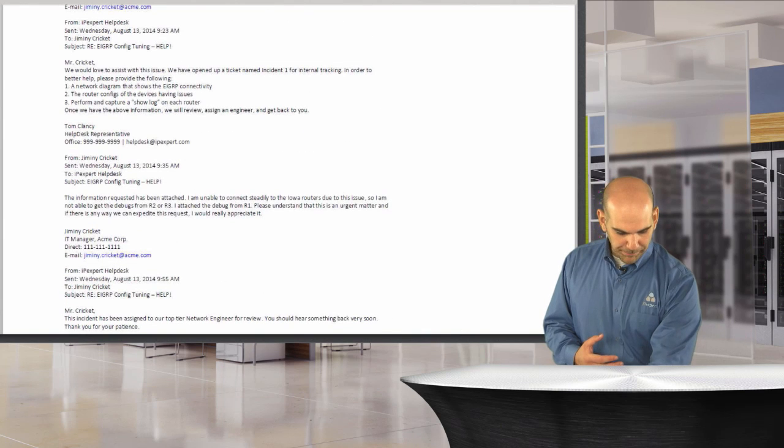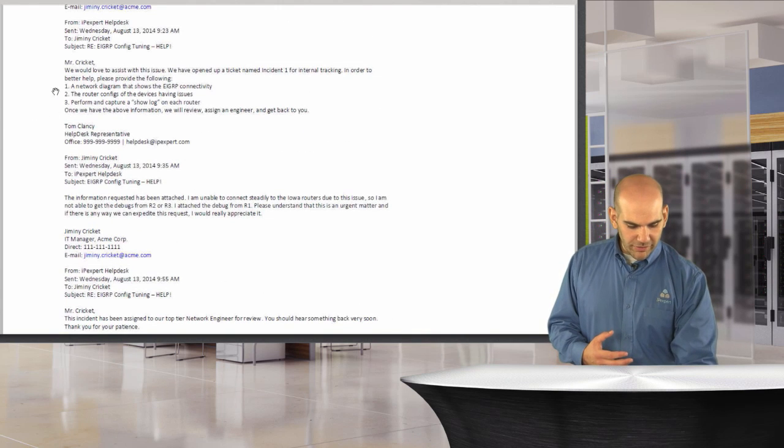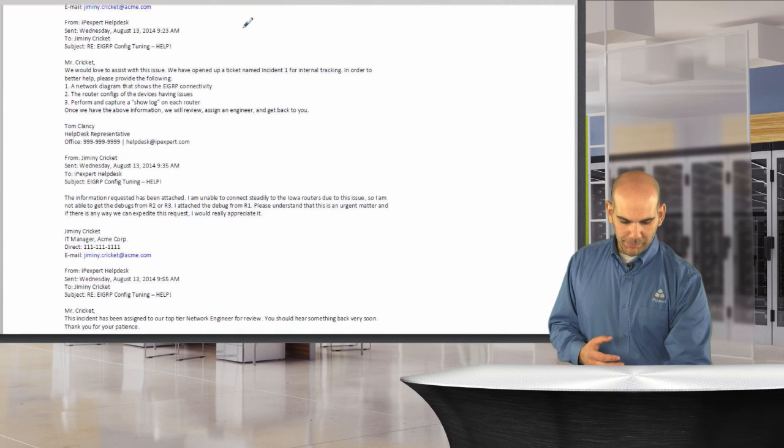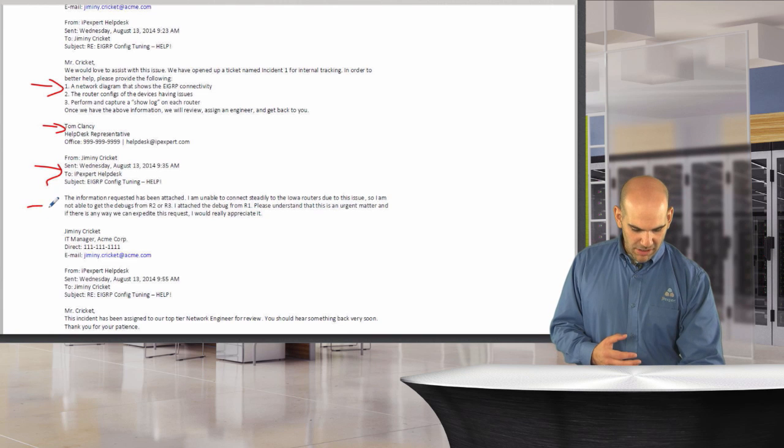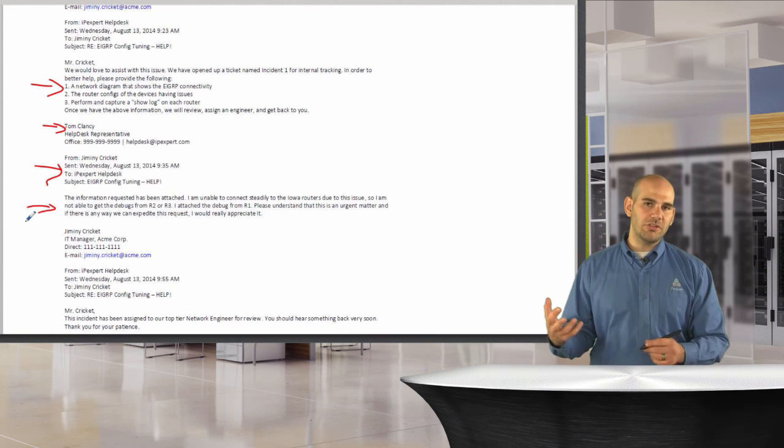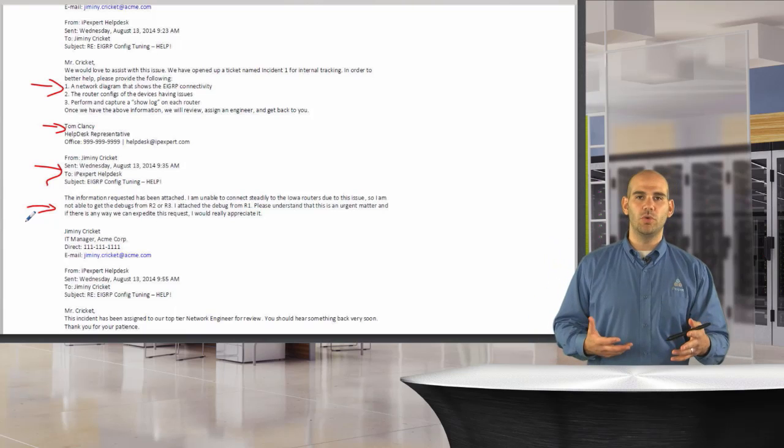Let me just scroll up a little bit. Hey, can you give us some more information? Oops, that's not what I wanted. I wanted my pen. Can you give us some more information? And this is from Tom Clancy. And Jiminy Cricket responds back and says, yep, here, I've given you all the information you need, blah, blah, blah. So you're going to read through this email chain.